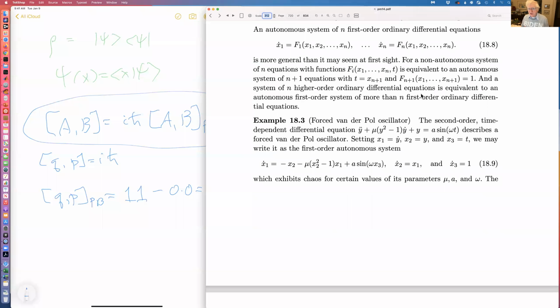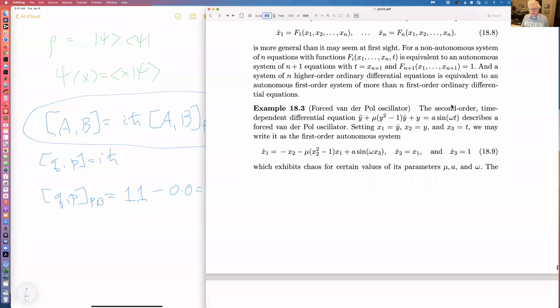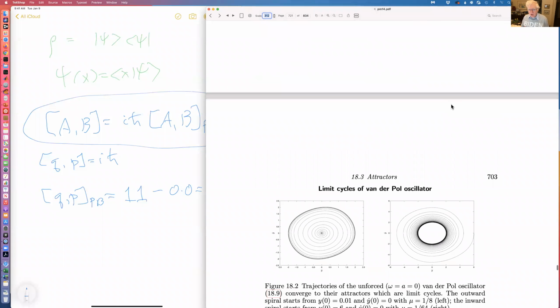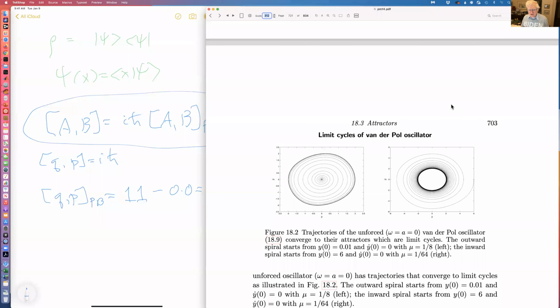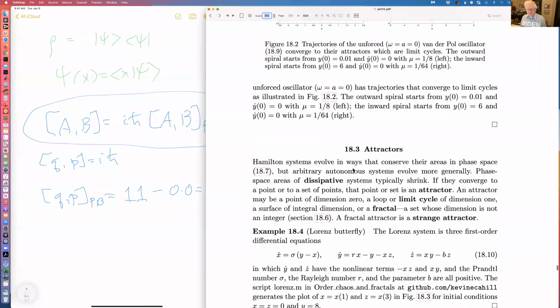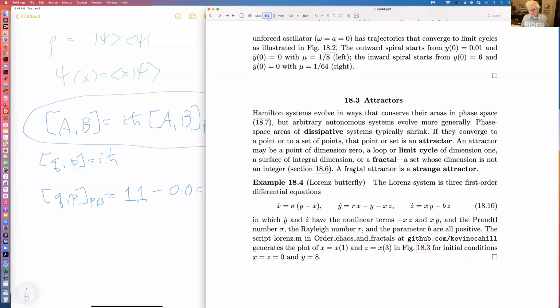A system of n higher order ordinary differential equations is equivalent to an autonomous first order system of more than n first order ordinary differential equations. So here's an example called the van der Pol oscillator, and it has limit cycles. If you start it here, it'll spiral out and then sit on this perimeter. On the other hand, if you start it far out, it'll spiral in and then sit on the perimeter. So it's a limit cycle of that system.